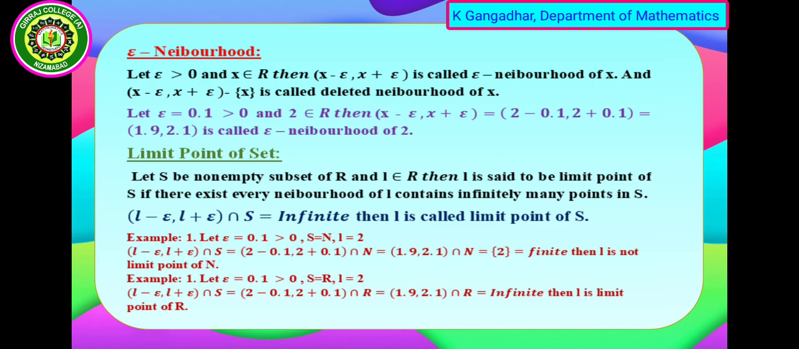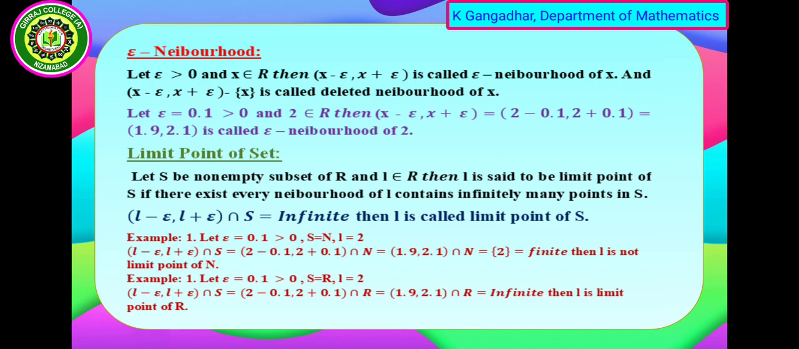So first epsilon. Here we define first epsilon. Epsilon is a least positive integer, means its value is greater than 0. So now we define epsilon neighborhood.